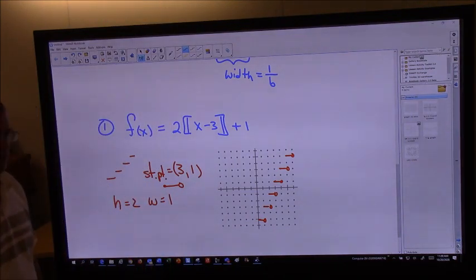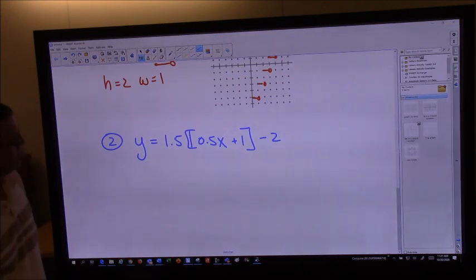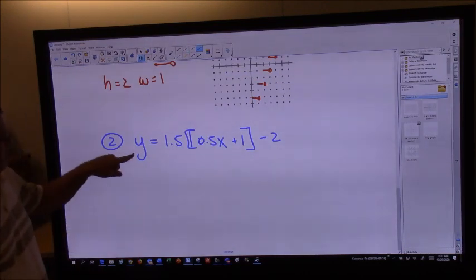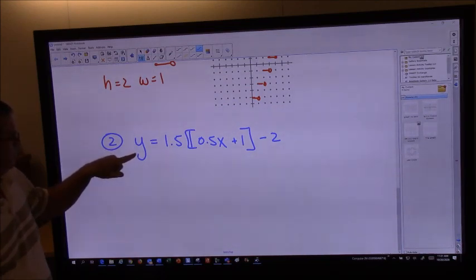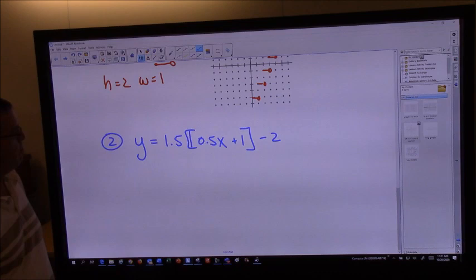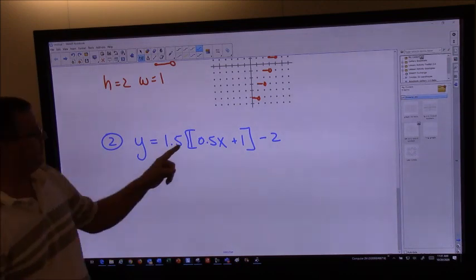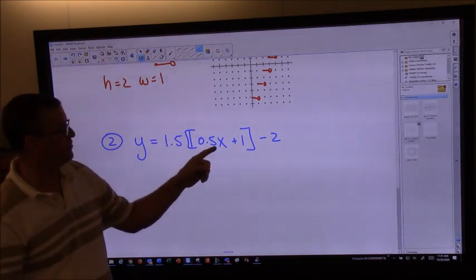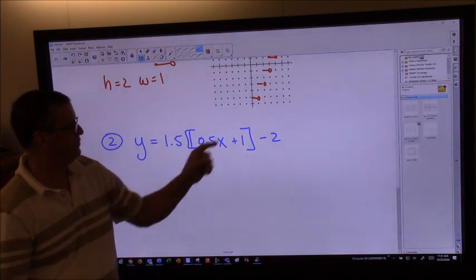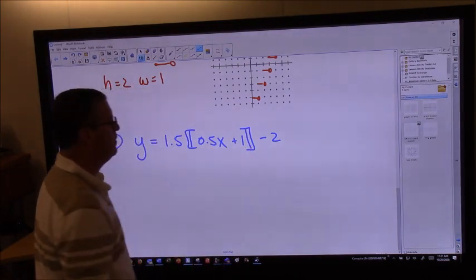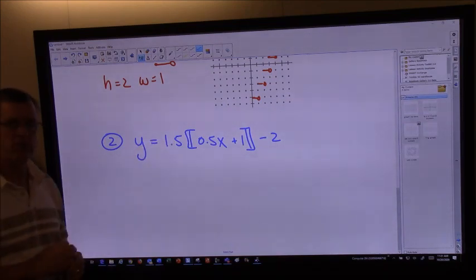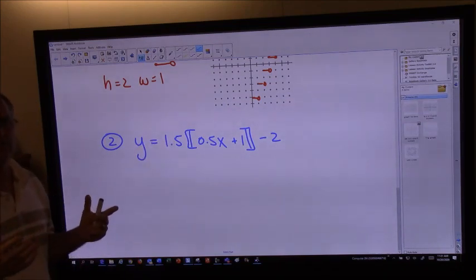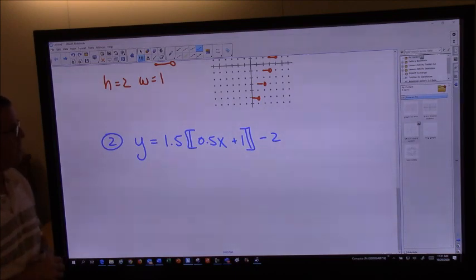All right, let me give you guys one to try. So remember, it doesn't matter if I say y equals or f of x equals, right? So y equals 1.5 times the greatest integer function of 0.5x plus 1, I need that double bracket there, and then minus 2. Don't let the decimals scare you guys, they're just numbers, right? Our rules don't change, we still follow the exact same set of rules. You guys go ahead and try it.